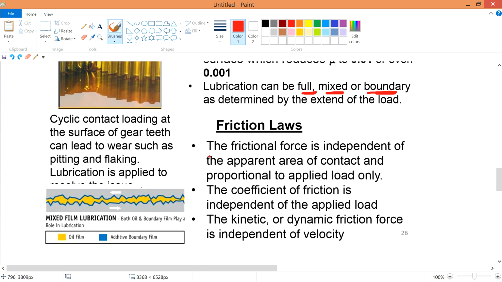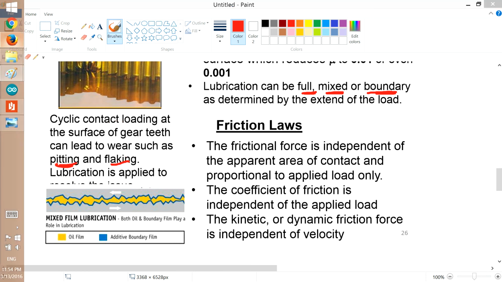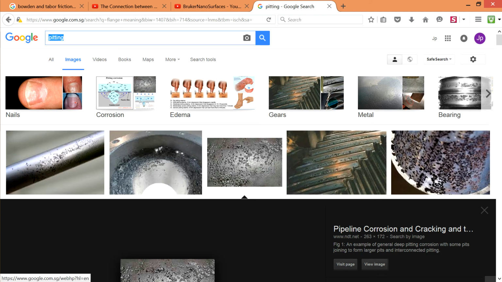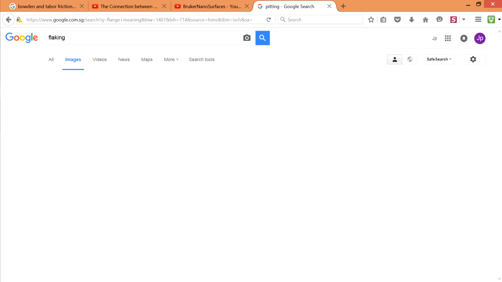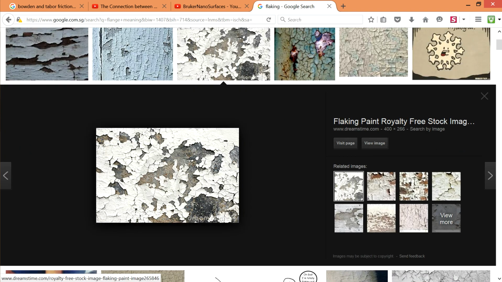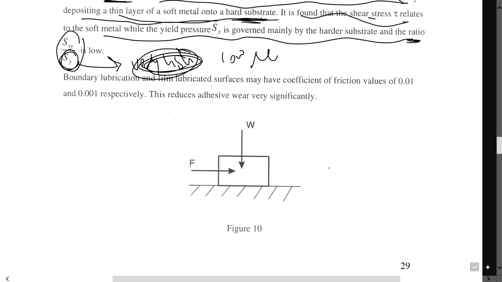Alright, and cyclic loading, contact loading will cause pitting and flaking. So it's linked to wear and tear. So this is the type of flaking that is talking about pitting. Pitting, and then flaking is this type. Hopefully you know what I mean already. So you need to know that lubrication will reduce the adhesive wear significantly. Adhesive wear is the adhesion between the interface, or there will be a certain adhesion.